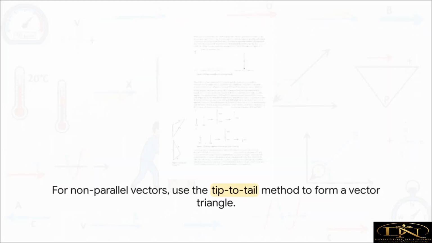But what happens when they're not parallel? This is where the tip-to-tail method becomes absolutely essential. So imagine you draw the first vector. Then, starting from the tip of that first one, you draw the second one. The resultant, which is just the net effect, is the arrow that completes the triangle, running from the tail of the first vector to the tip of the second one.